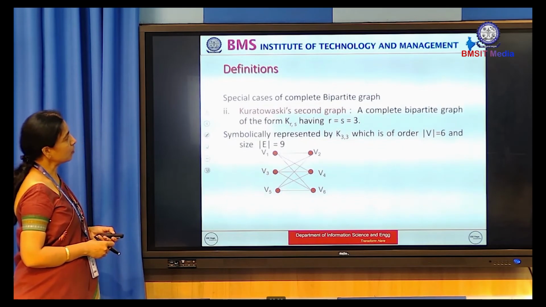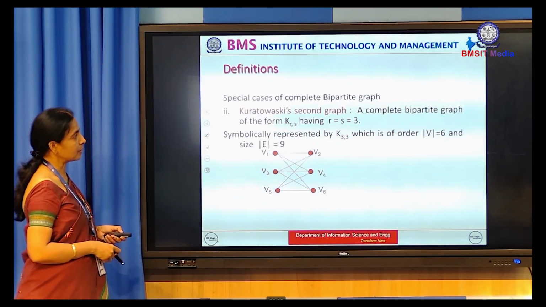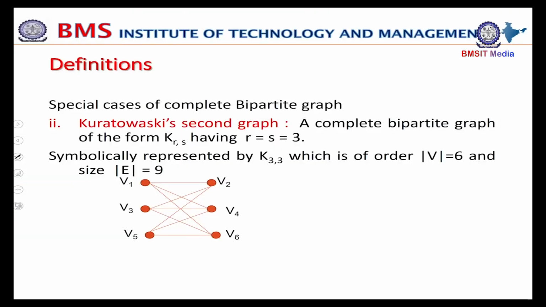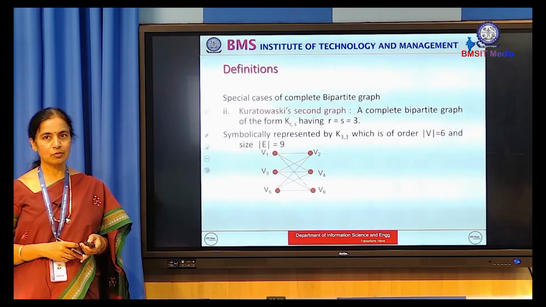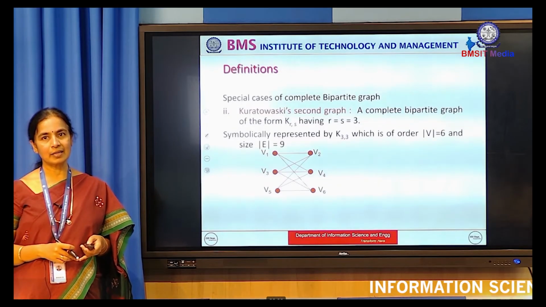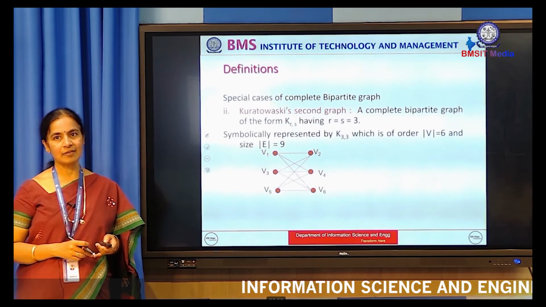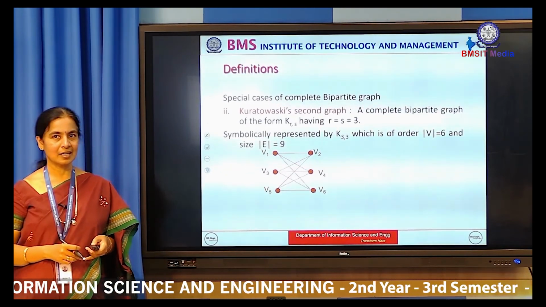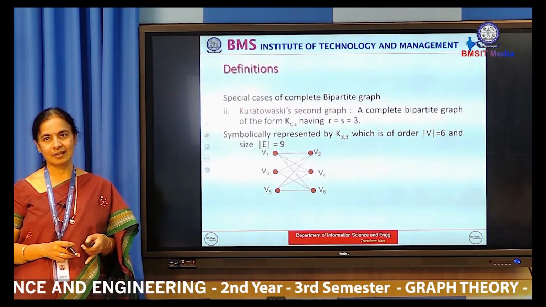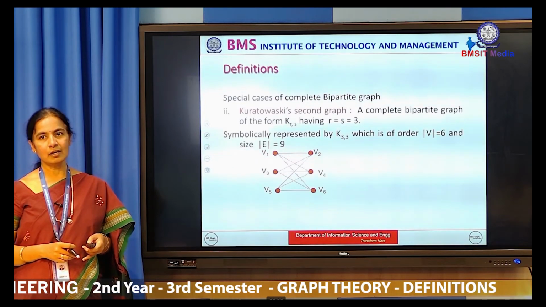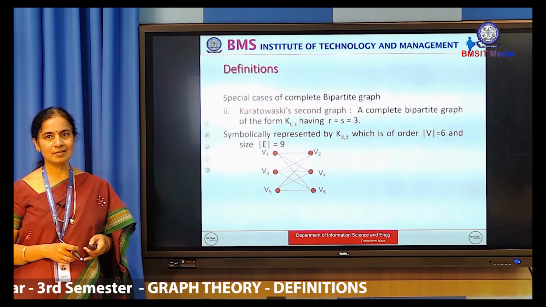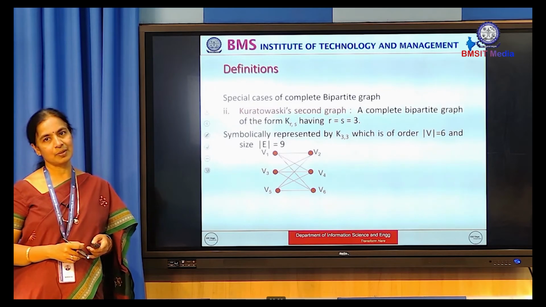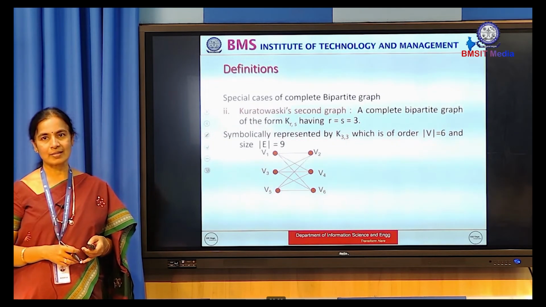Then we have one more special case in complete bipartite graph, Kuratowski's second graph. Kuratowski's first graph was a complete graph K5, and Kuratowski's second graph is a complete bipartite graph of the form K(r,s) having r equal to s equal to 3. Symbolically represented by K3,3, it is called Kuratowski's second graph, whose order, the number of vertices, is 6 and the number of edges is 9. So this graph we call Kuratowski's second graph.